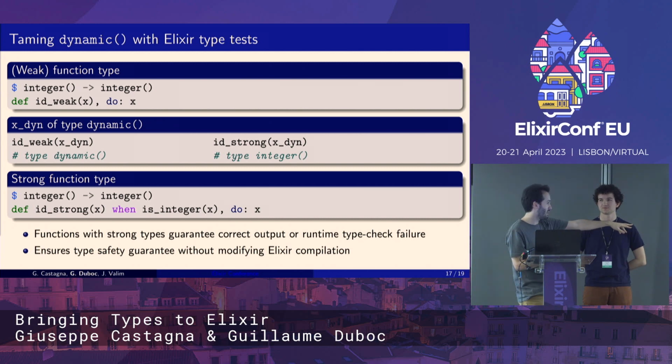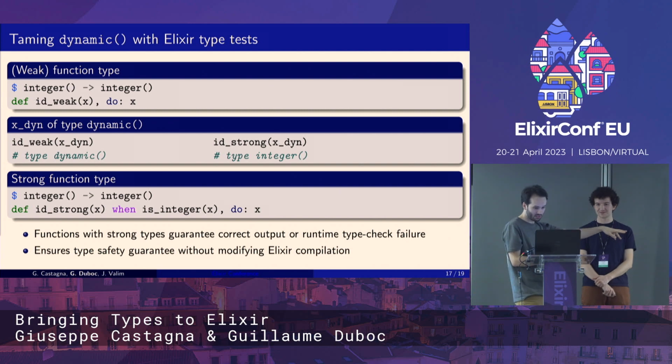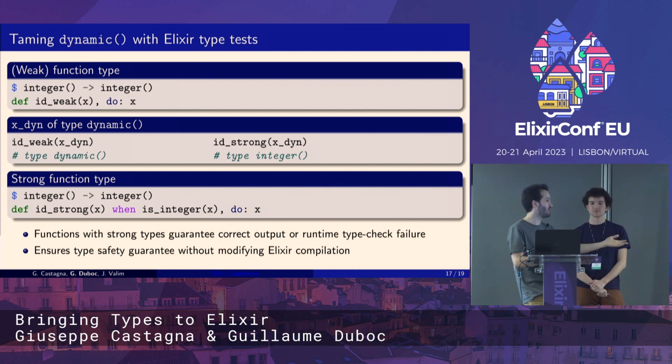So what happens if ID strong, is that what's written? Yeah, ID strong. If you pass something that is not an integer, like a Boolean, does it return an integer or fail? In this case, it's going to fail. So it's a strong function. The type check is going to check that for us.